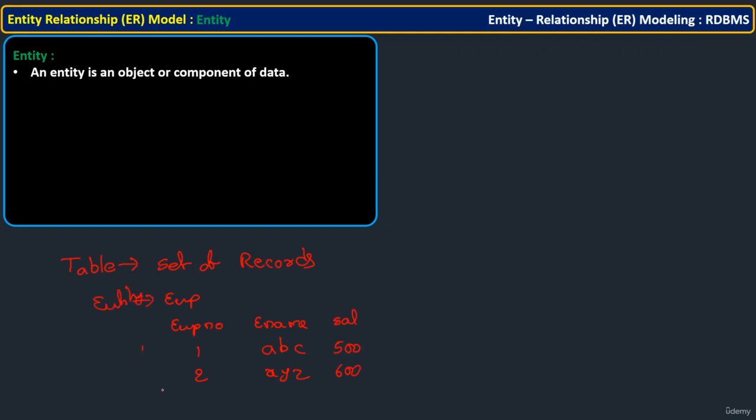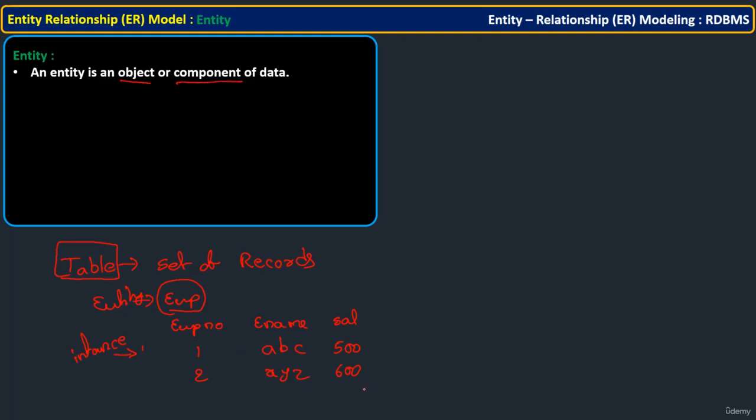And sometimes this column you can say is an entity, sometimes this record is an entity. So in most places you can say a table is an entity, but depending on the situation its meaning will change. But we will understand automatically actually. So this is one instance you can say. This record is one instance in the entity, when you call this EMP an entity. Okay, so don't bother about the definition. It is just an object or component of data.